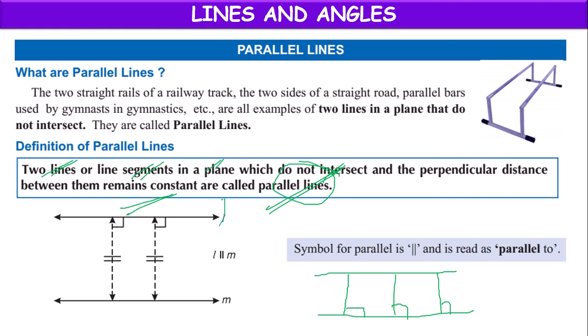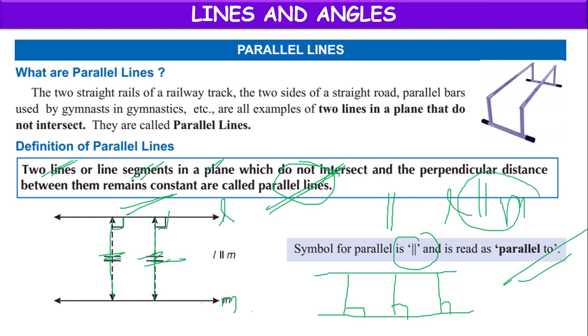So here we have a line L and another line M. This is the perpendicular distance at one instant. This is the perpendicular distance at another instant. Both are perpendicular distances, and both magnitudes are the same. So L and M are called parallel lines, and this two straight line symbol is the symbol for parallel lines, and it is read as 'parallel to'. Line L is parallel to line M. Like that we have to read.